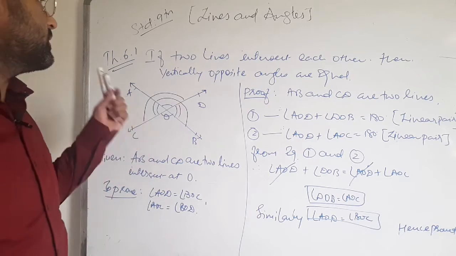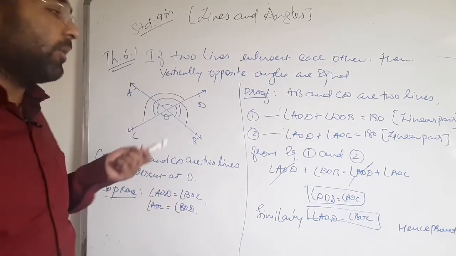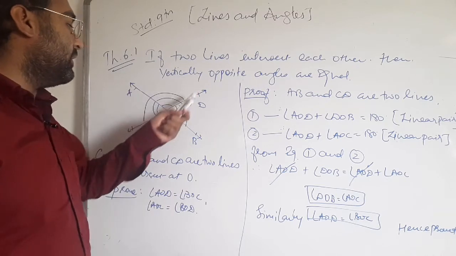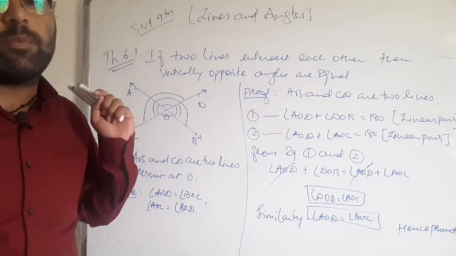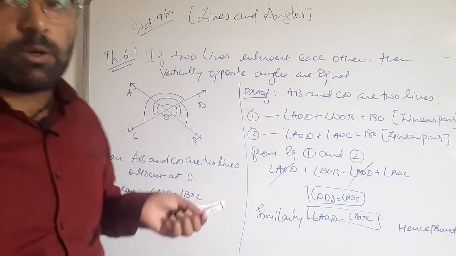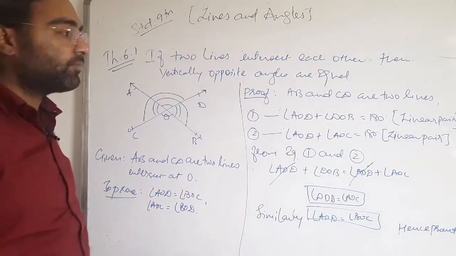This is your theorem 6.1. From this theorem we can prove that vertically opposite angles, that is AOD is equal to BOC and AOC is equal to BOD. Vertically opposite angles are always equal.